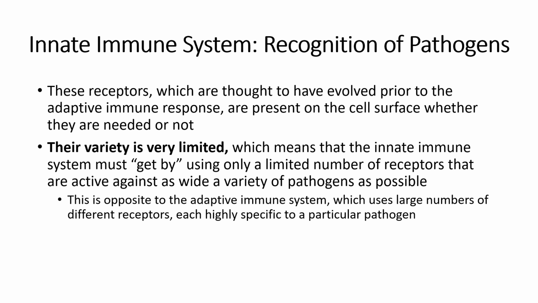However, as I've said, their variety is very limited, which means that the innate immune response must sort of get by using only a limited number of receptors that are active against as wide a variety of pathogens as possible. This is opposite to the adaptive immune system, which uses large numbers of different receptors, each of which is highly specific to a particular pathogen.